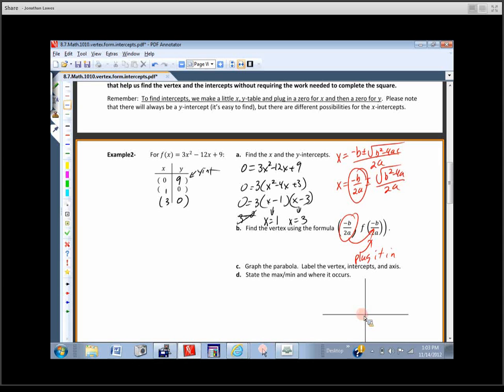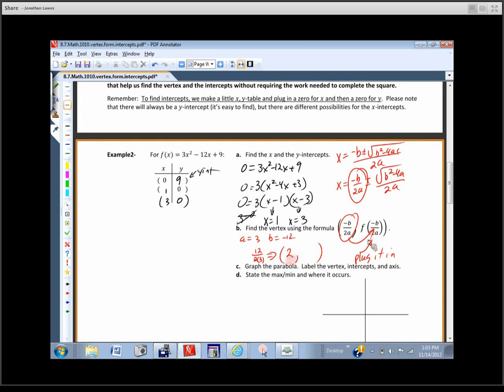So let's do that right here. On this problem, what is a? 3. What's b? Negative 12. So what is negative b over 2a? It's 2, isn't it? Okay, so it's 12 over 6. So we end up with 2 for an x-coordinate.